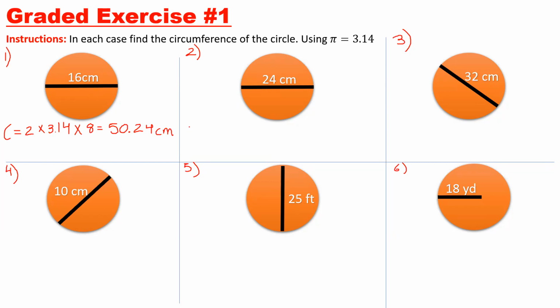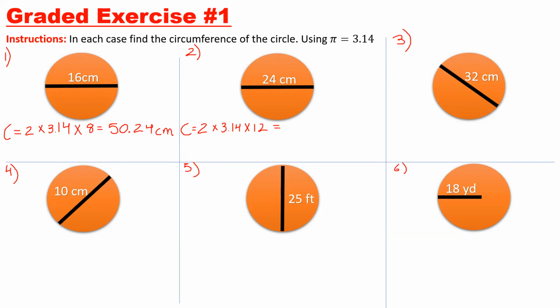Very good. So let's do the second one. What do we have for that? C is equal to 2 times 3.14 times what? What is 24 divided by 2? 12. So you have 12. What is your final answer when you multiply everything? 75.36.